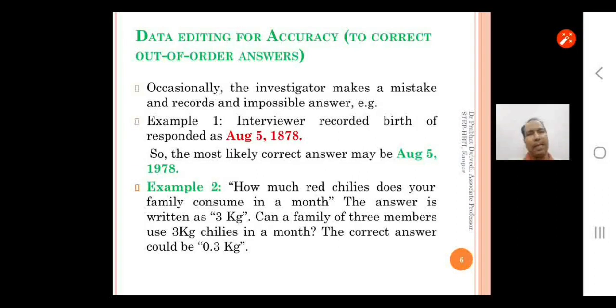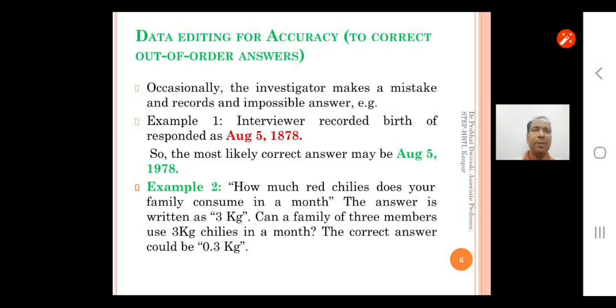Now, data editing for accuracy, or for correcting out of order answers. Occasionally the investigator makes a mistake and records an impossible answer. For example, if an interviewer recorded the birth of a respondent as August 5, 1878, we can simply understand that somebody born in 1878 cannot be alive. Not at all possible. So what can be the likely answer? Maybe August 5, 1978 instead of August 5, 1878. So this is how editing is done for correcting an out of order answer.